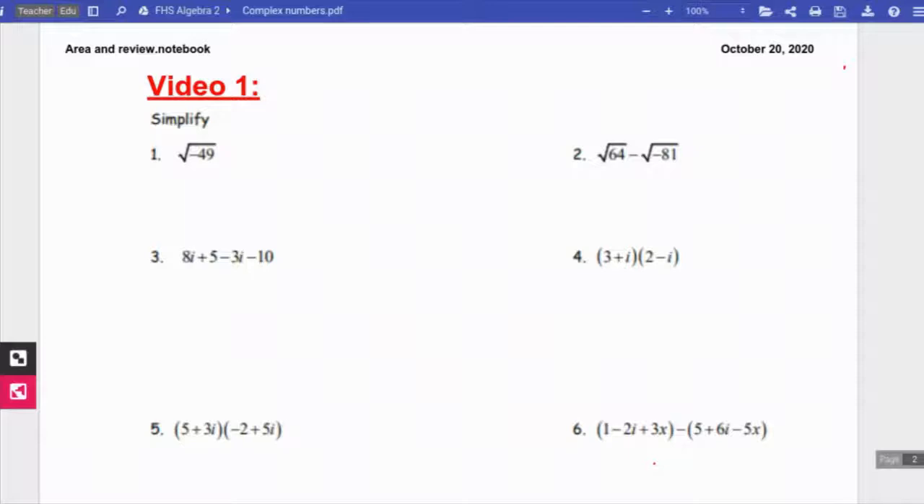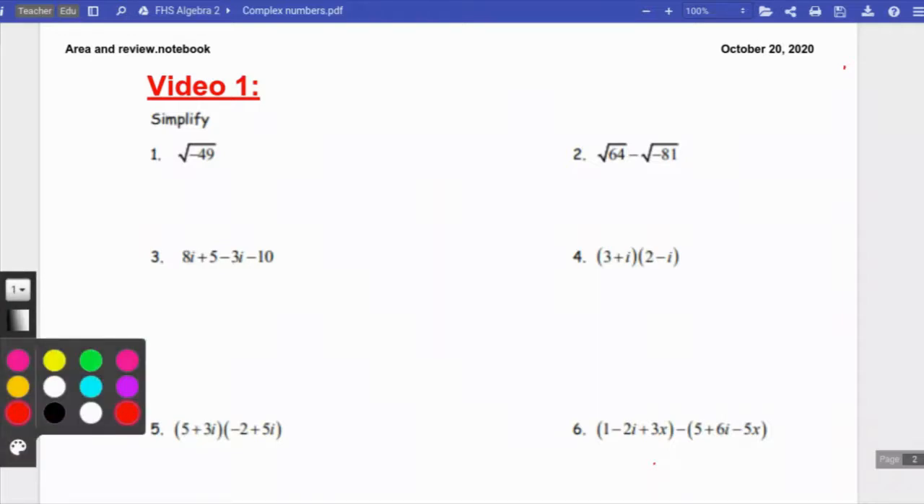So this is how you do this problem. Given the complex numbers, that's what you're working on. So what you need to know is this: the square root of a negative number, let's say -1, will automatically equal an i.